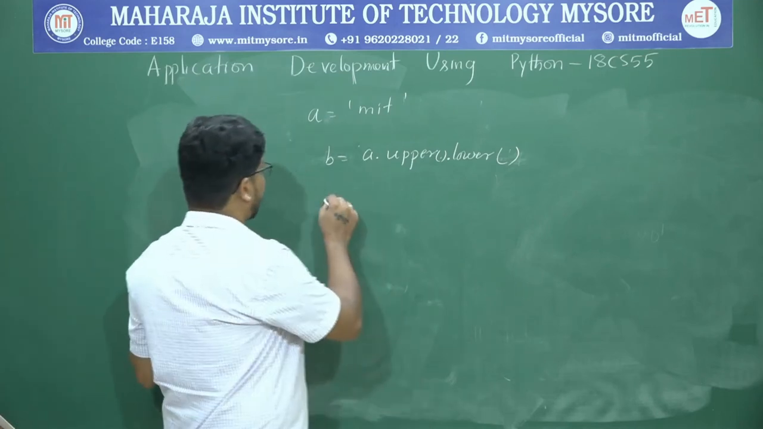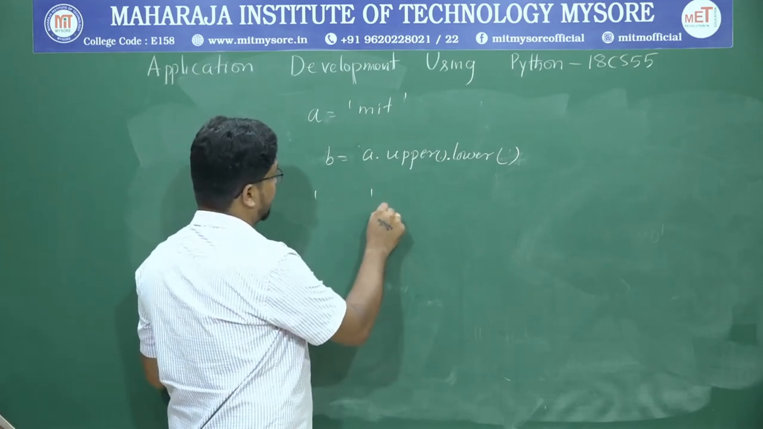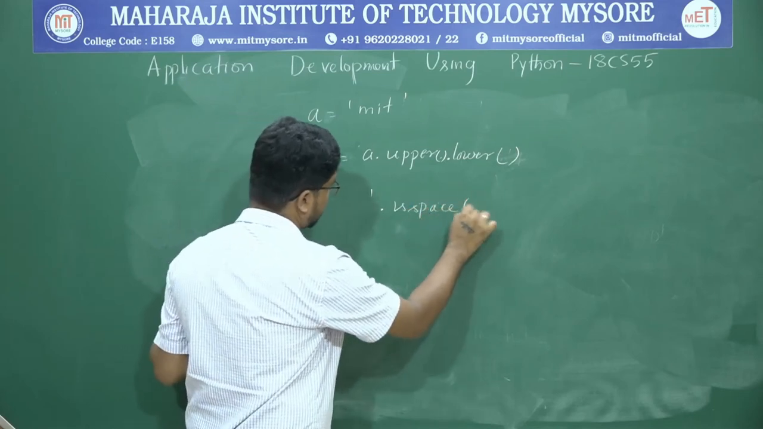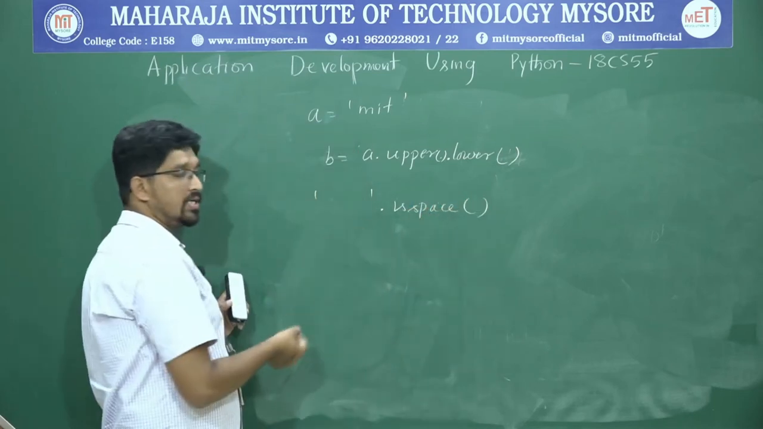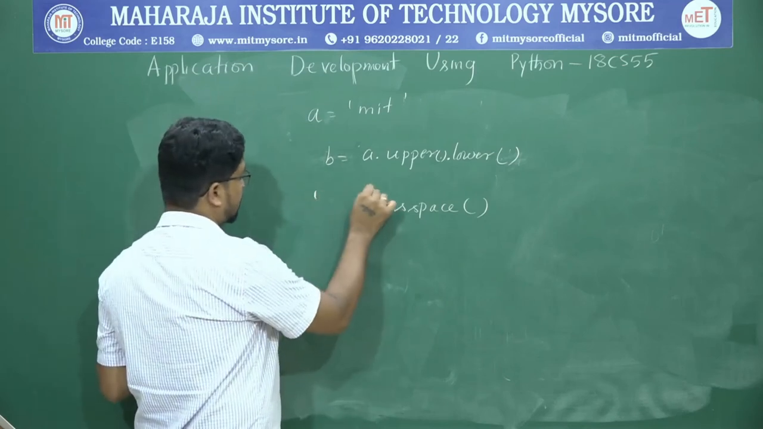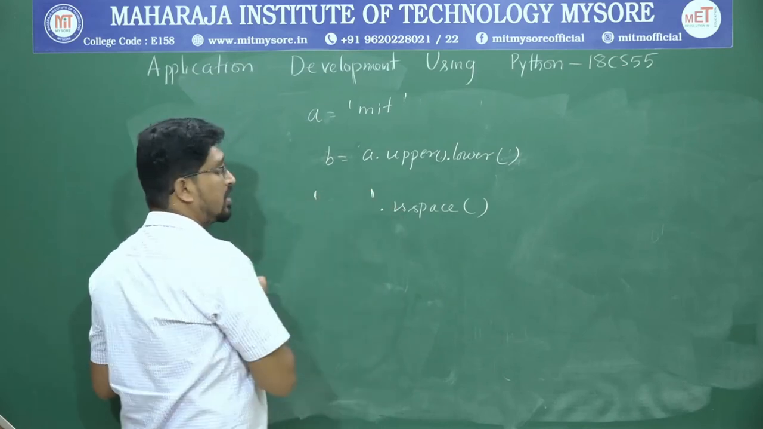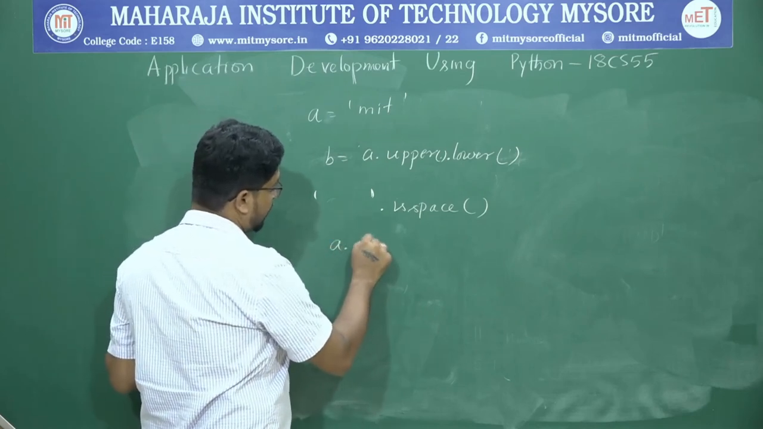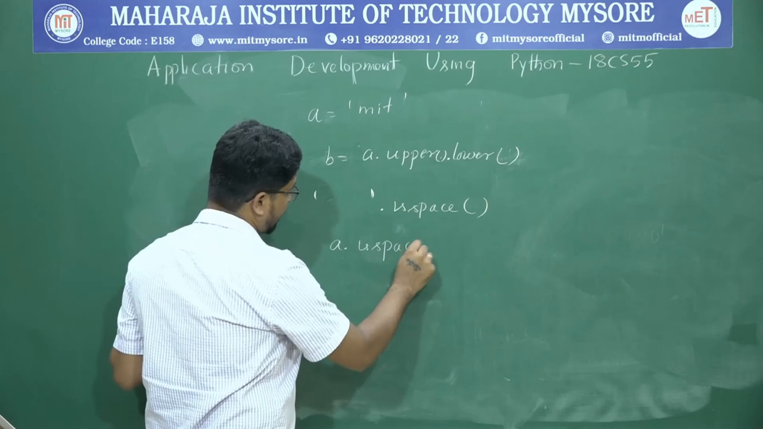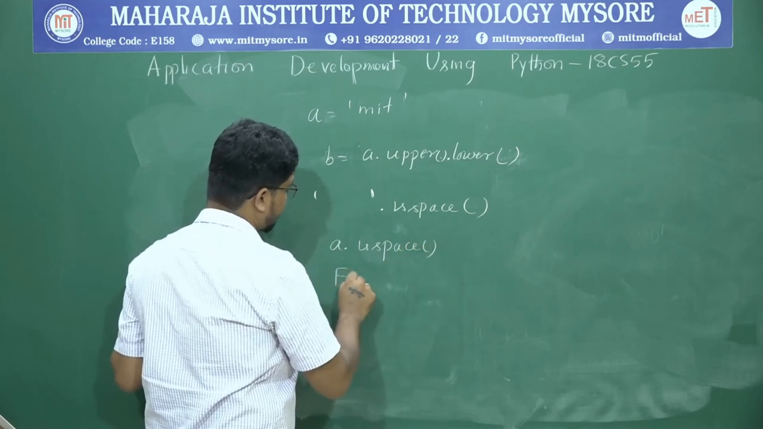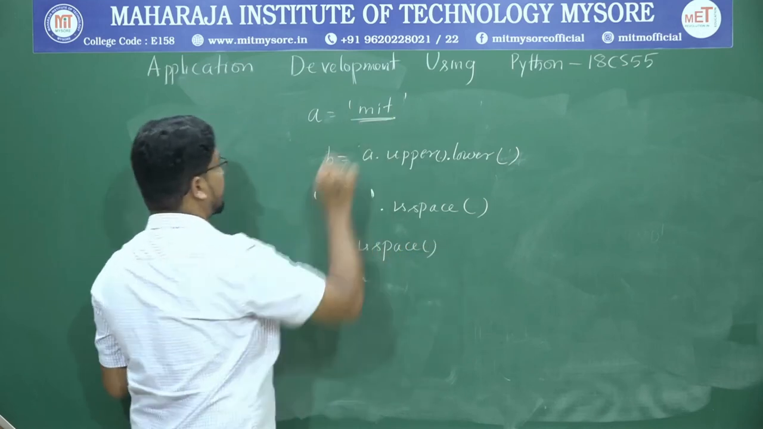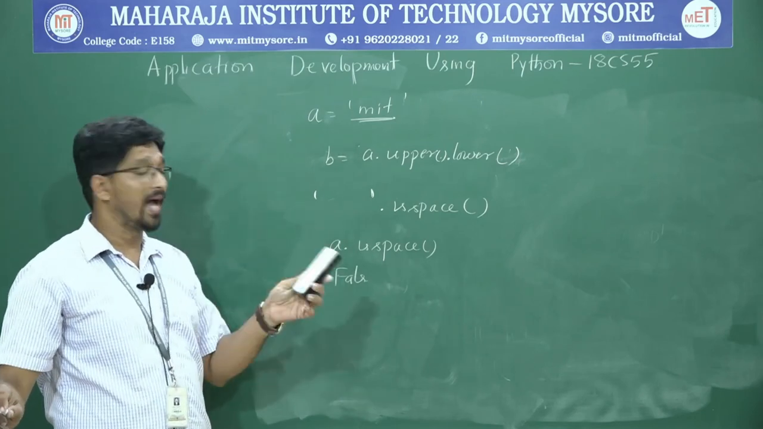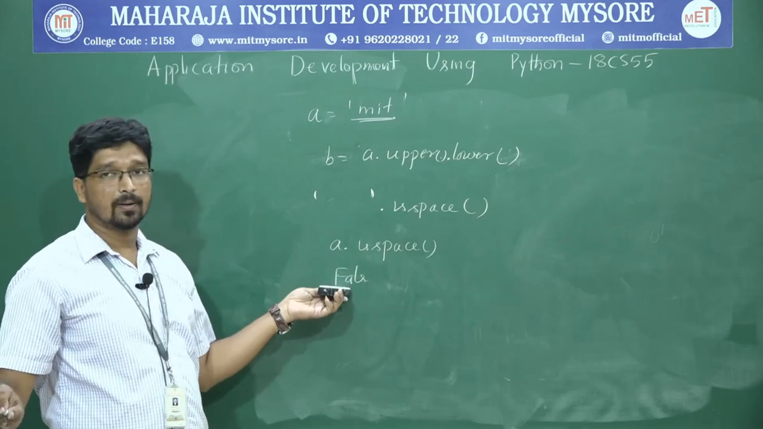Then let us say we have a space. If you want to check whether E is space, it is still possible. So you will get true as a result, because this particular string contains space. Or if you want to check A dot is space, then you will get false as a result, because A is not space. It should contain only spaces, not any characters. So it is a false result.